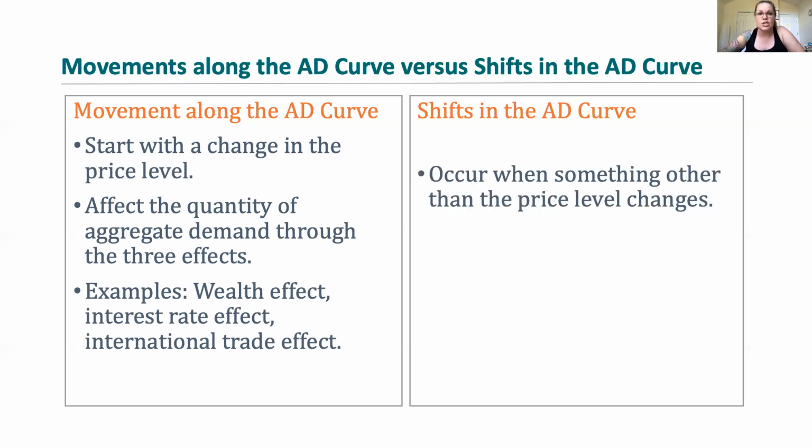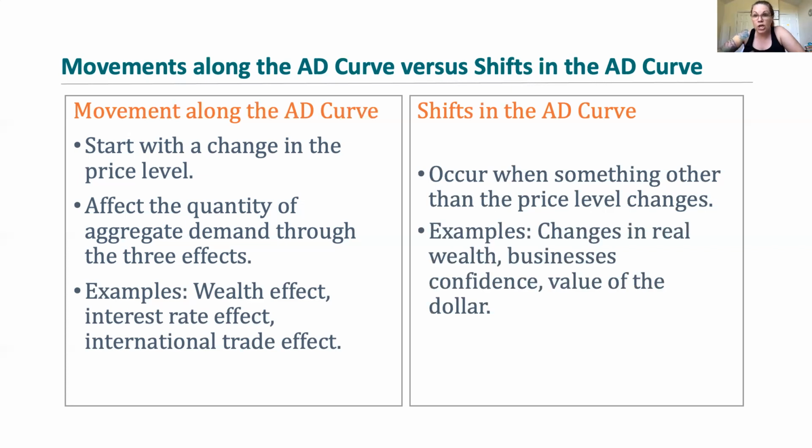The difference is that shifts in the aggregate demand curve occur when something else changes other than the price level. So assuming that there's exogenous factors, other things happening outside of the model. Examples might be changes in our real wealth, changes in business confidence, changes in the value of the dollar. Those things are going to shift the aggregate demand curve at all price levels, either to the right, meaning increase, or to the left, meaning decrease.